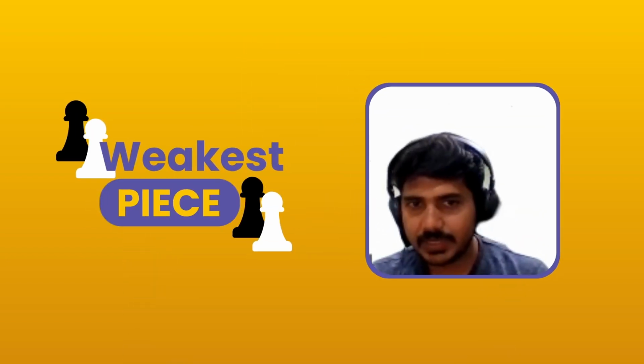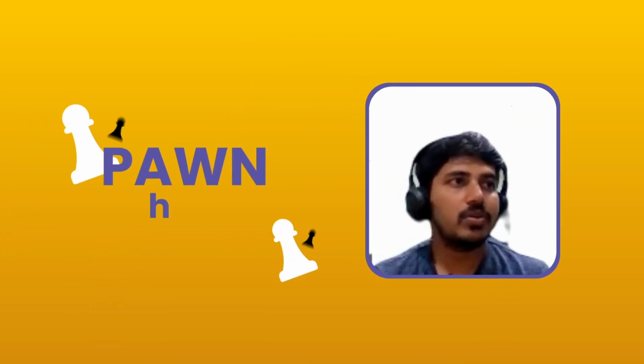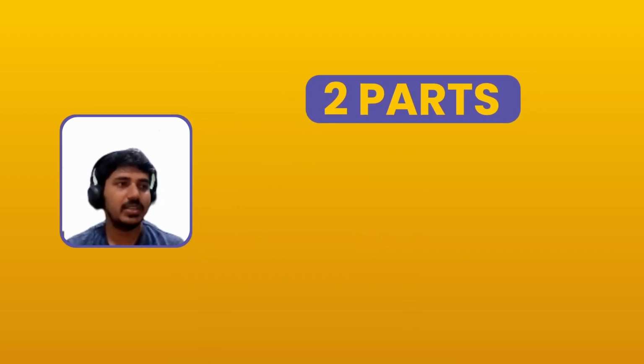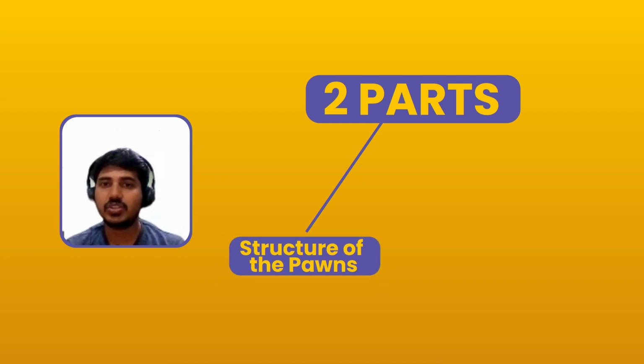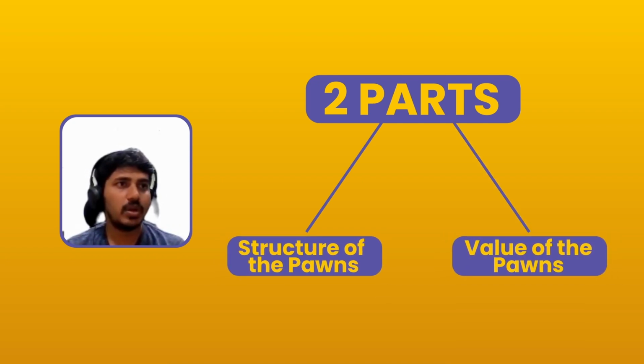Pawns might be the weakest piece on the chessboard, but the pawn holds a lot of secrets. And today we are going to uncover some of the basic secrets of the pawns. So this video will be divided into two parts. The first part will be the structure of the pawns and the second part will be the value of the pawns. So let's begin with the first structure.